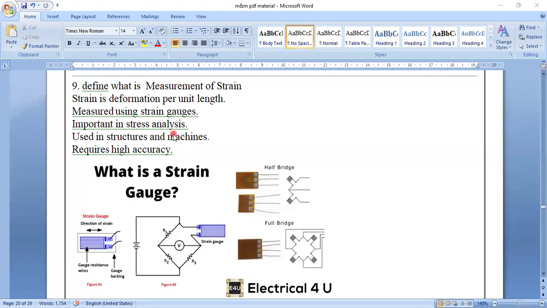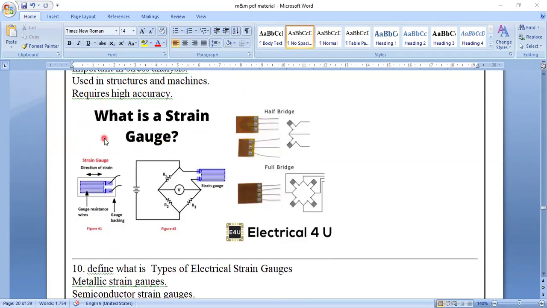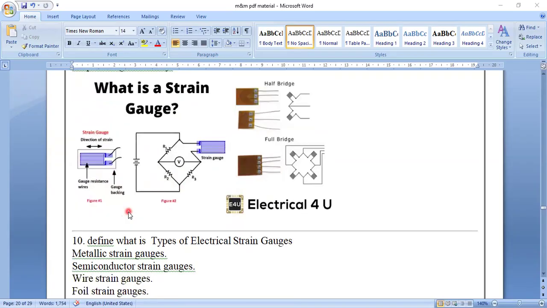Important in stress analysis, stress and strain both. Used in structures and machines, big machines, big structures, big ships, big bridges. Also, how many vehicles are coming, how much stress and strain is going. By using these gauges, you can measure. It requires high accuracy, so it will give you perfect values when you have this strain gauge attached on the body of the structure.